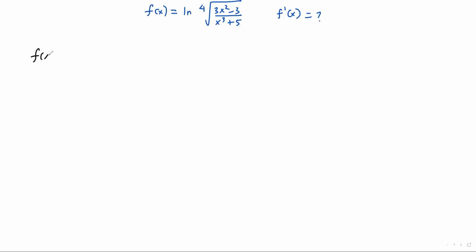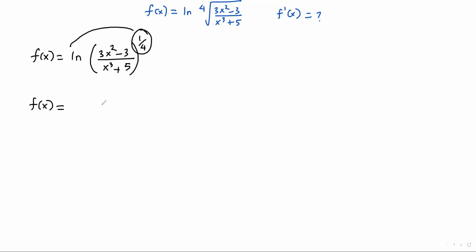So we have f of x equals to, the first step is to write this fourth root as an exponent. If I write the fourth root as an exponent, the exponent will be 1/4. Then I use the power rule of logarithm, that is, I move this exponent in front of the logarithm. So I get 1/4 times the natural logarithm of (3x² − 3) over (x³ + 5).